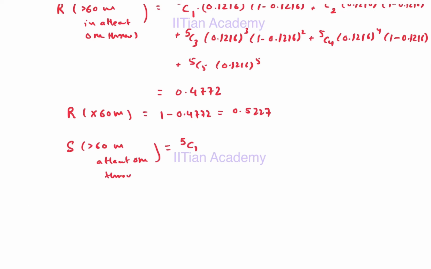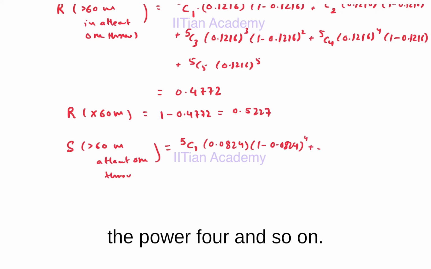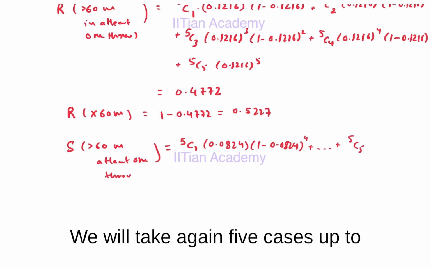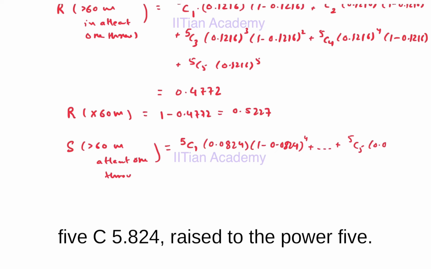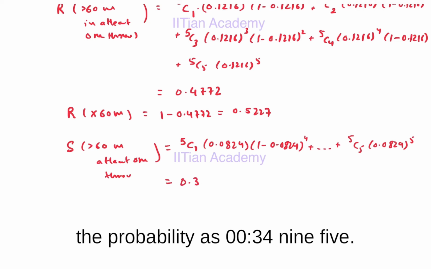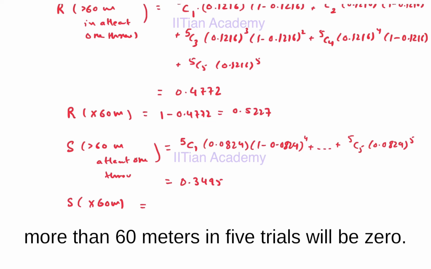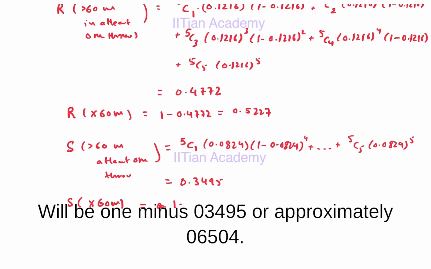Similarly, for Sophia, the probability of throwing more than 60 meters in at least one throw, we can identify using a similar expression: 5C1 0.0824 into 1 minus 0.0824 raised to the power 4, and so on. We will take again 5 cases up to 5C5 0.0824 raised to the power 5. On simplifying this expression, you will get the probability as 0.3495, and the probability of Sophia not throwing any javelin for more than 60 meters in 5 trials will be 1 minus 0.3495, or approximately 0.6504.